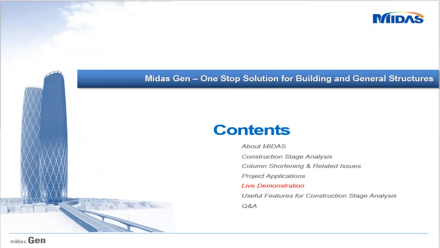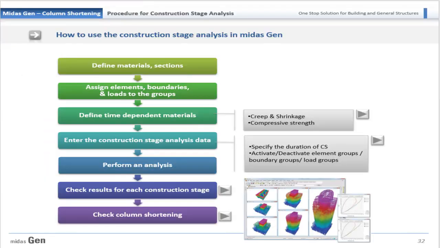So we have seen the general concept of column shortening analysis and the project applications in Midas Gen. Now for the live demonstration, I would like to discuss the Midas Gen procedure for column shortening analysis. This is the flow chart in Midas Gen. Firstly, we create the model and define the materials and sections. Then, while assigning the boundaries and loads on the structure, we define element, boundary and load groups. We need to define the time-dependent materials like creep, shrinkage and compressive strength.